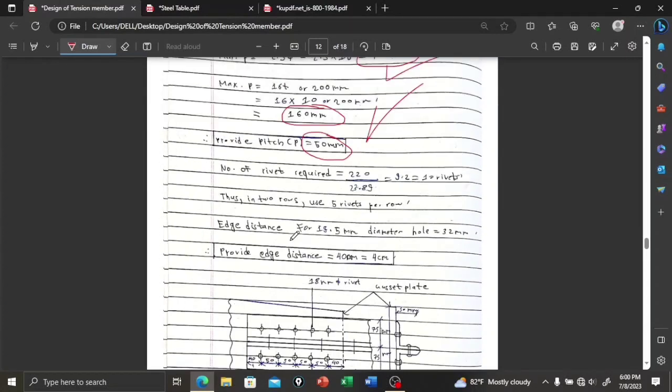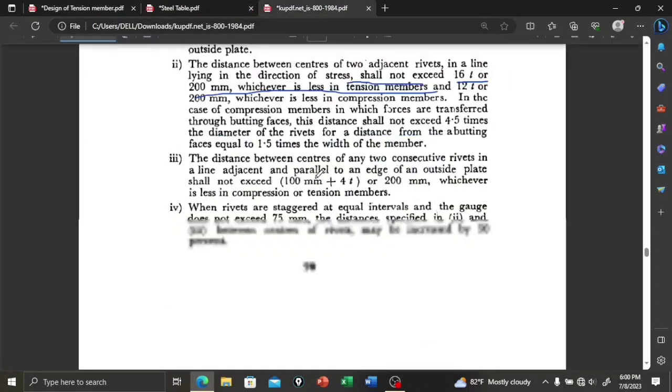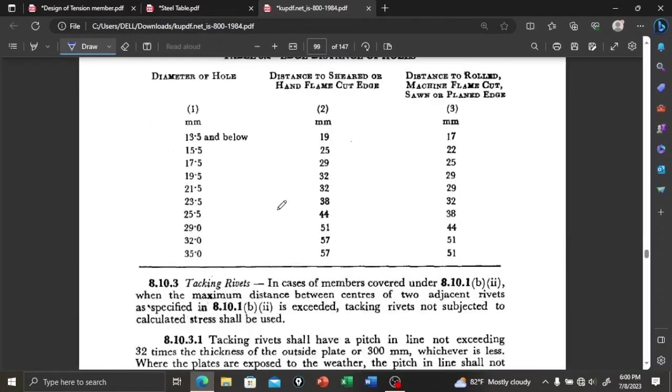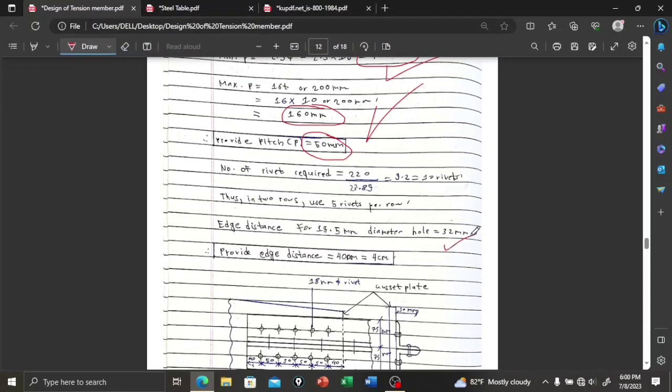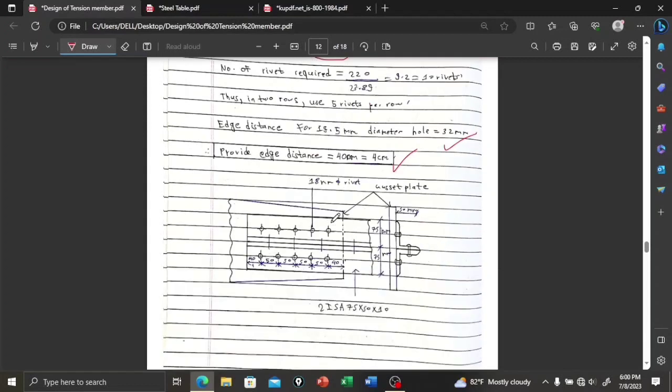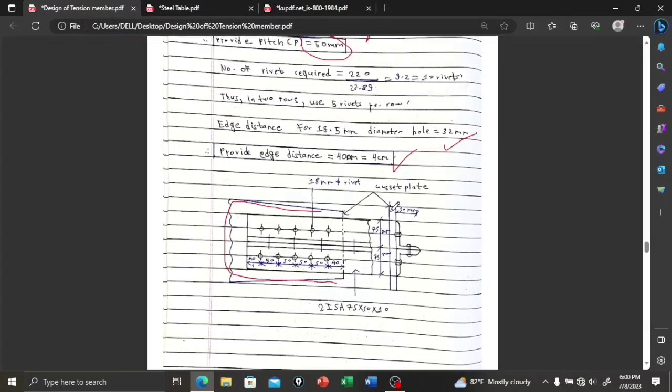And edge distance for the 19.5 mm hole is 32. In case of hand flame cut edge it is 32, so we can increase up to 40 mm, that is 4 centimeter. So this is the gusset plate, and the diameter of rivet is 18, and edge distance is 40.